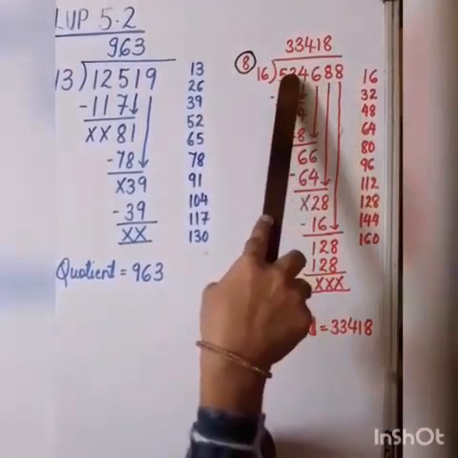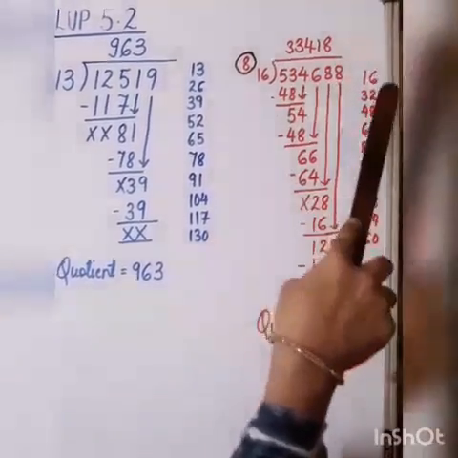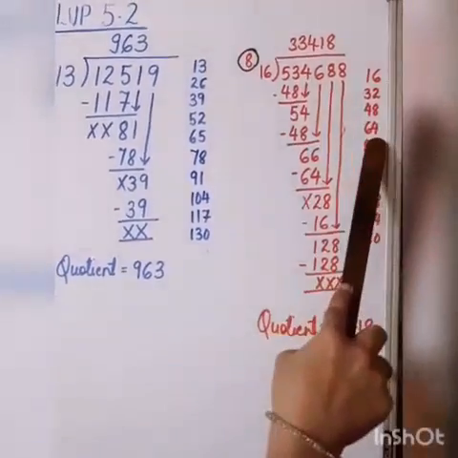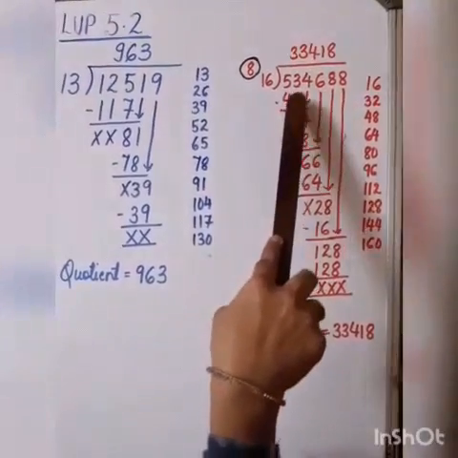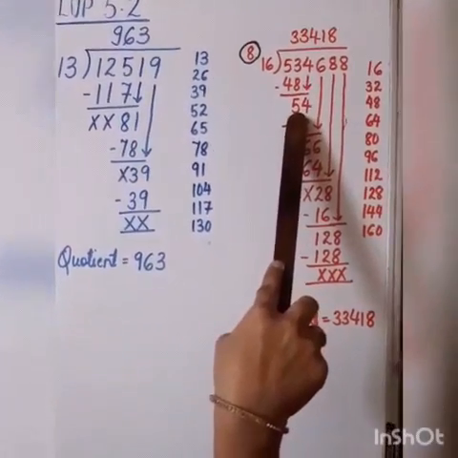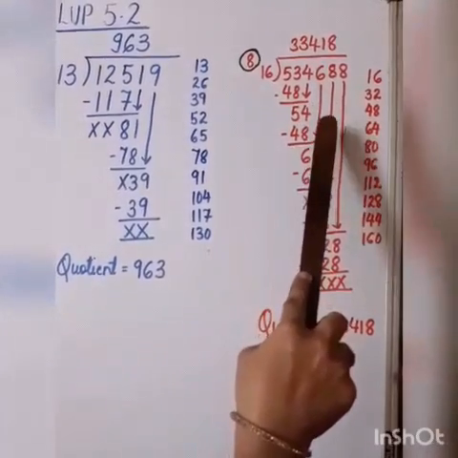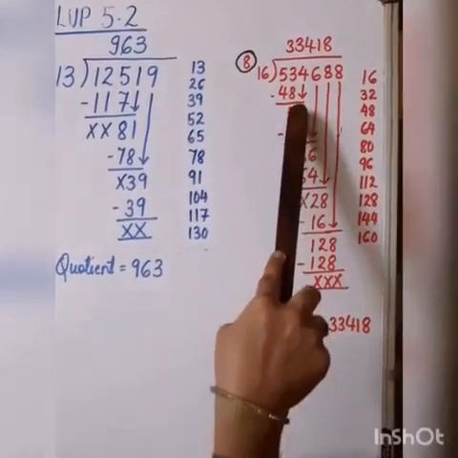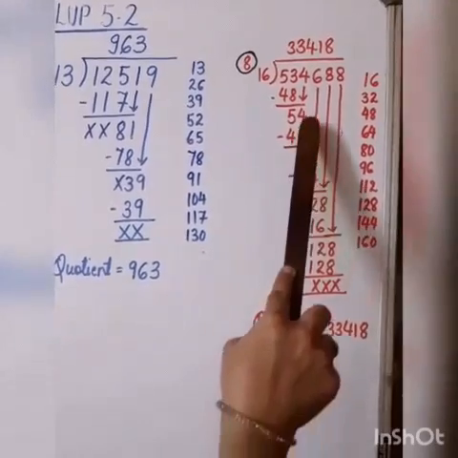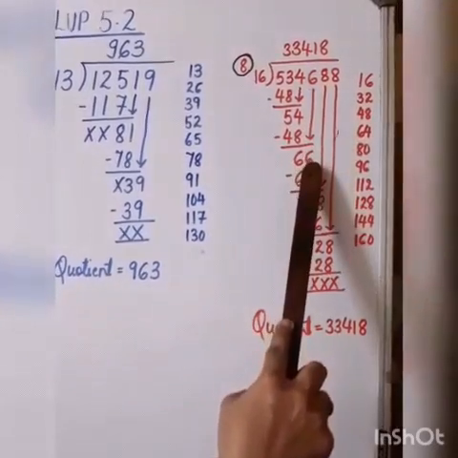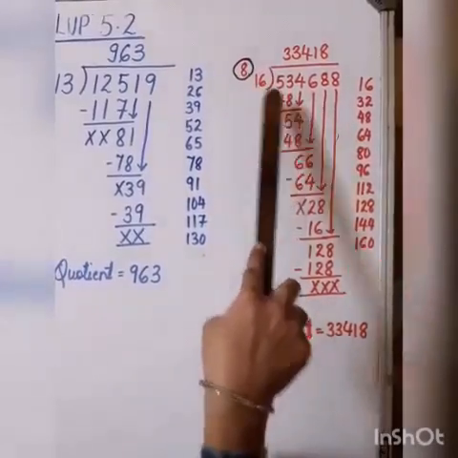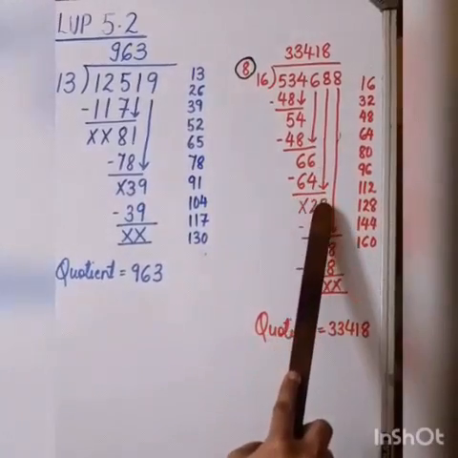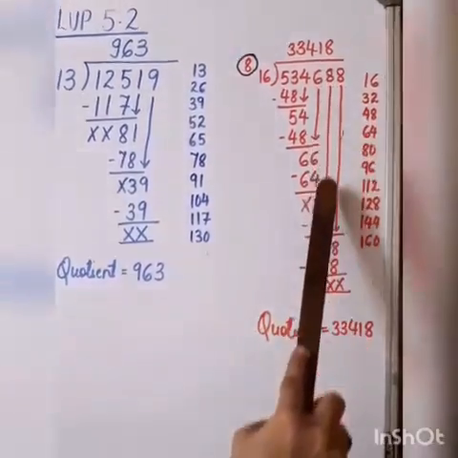So here 16 3s are 48, because 16 4s are 64, which is greater than 53. 53 minus 48 is 5. We bring down 4. Again 16 3s are 48. Now we'll bring down 6, and we'll again bring down 6. So here 16 4s are 64. So 66 minus 64 will be 2, and we'll bring down 8.